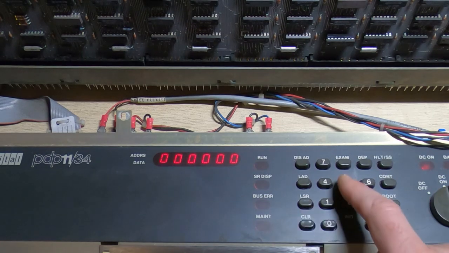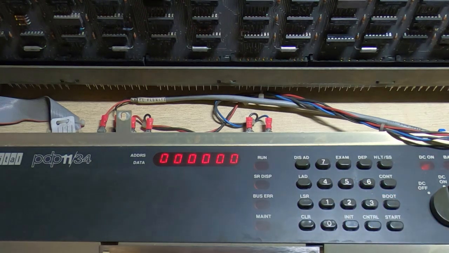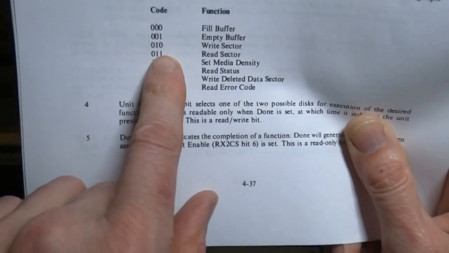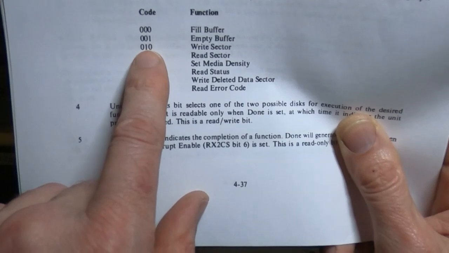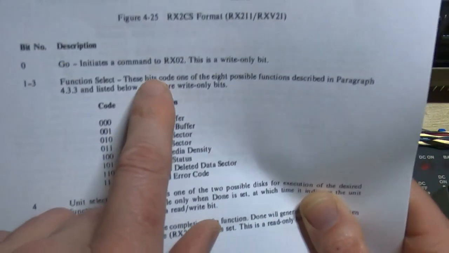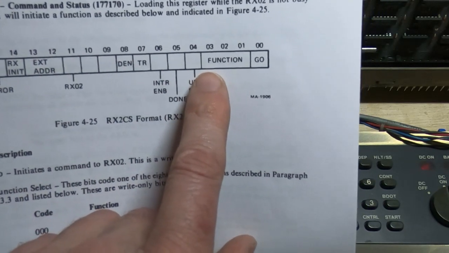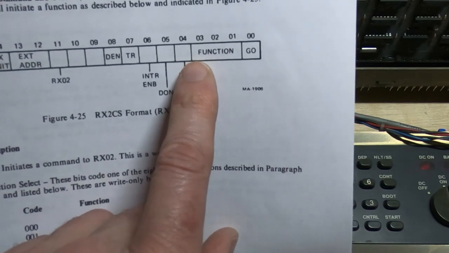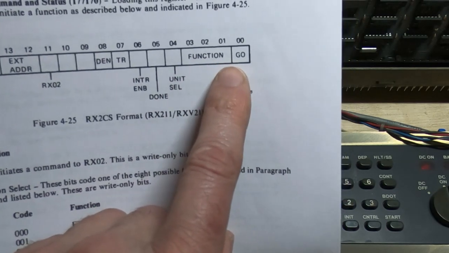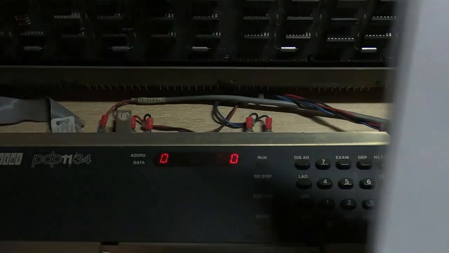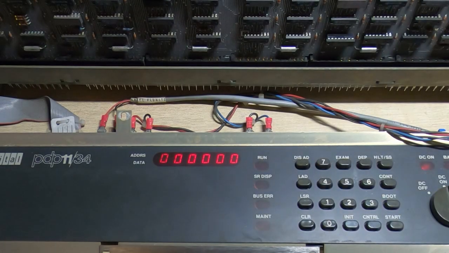Okay, so we've reset the drive, and what we're going to do here is a write sector function. So that's a value of 5. If we look at the document here, the function we're interested in is the write sector, which is a function value of 0, 1, 0. And if we look at the way that we have to format the instruction, it's these 3 bits, so it'll be 0, 1, 0, and we also have to set the go bit, so it'll be 0, 1, 0, 1, which is a value of 5 in octal. So if we set a value of 5, make sure we've got the right address, we write that.